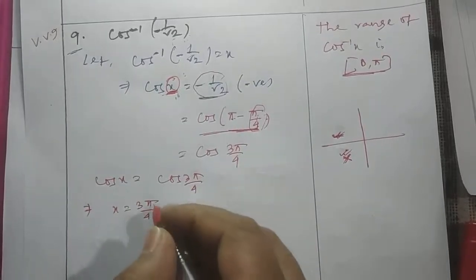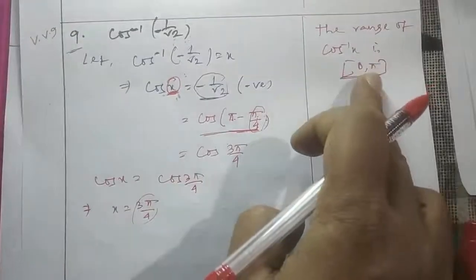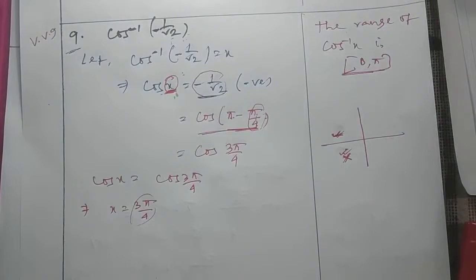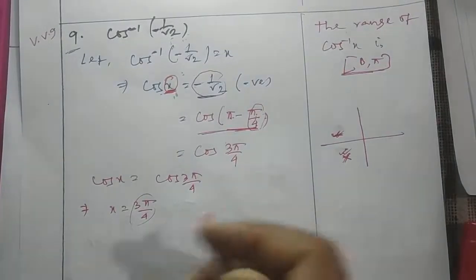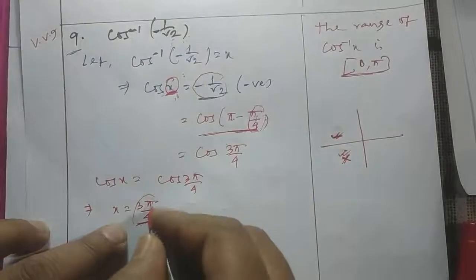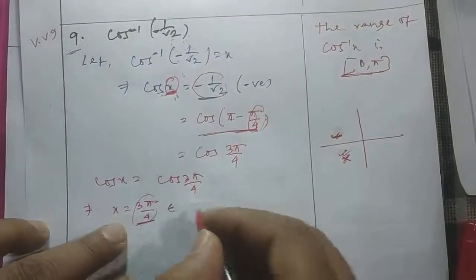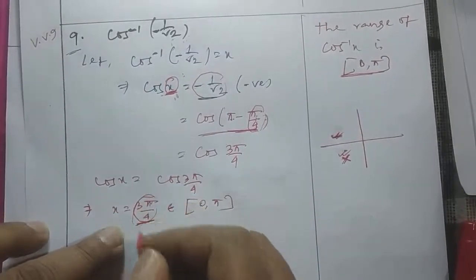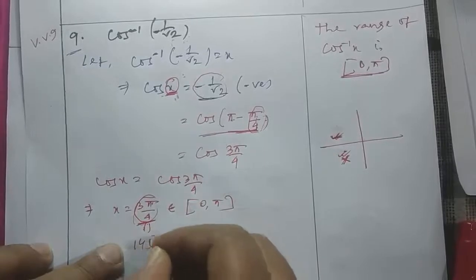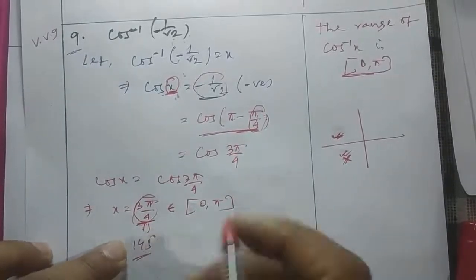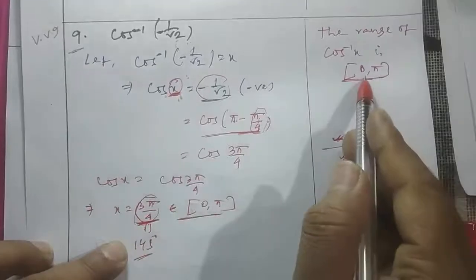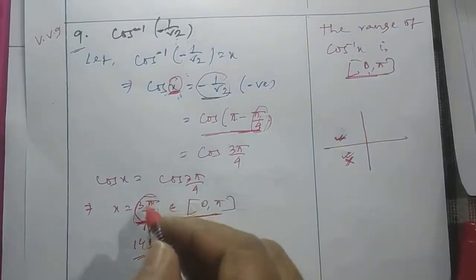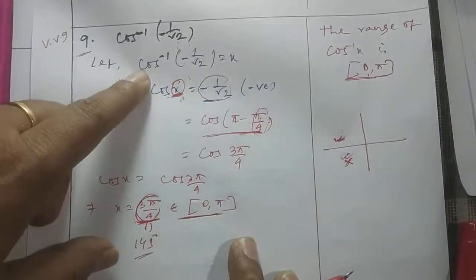Now we have to check whether this angle belongs to the range of cos inverse x or not. If it belongs, it will be the required PV, otherwise not. Now look at the angle 3 pi by 4. It is clearly seen this angle belongs to the range 0 to pi, because the value of 3 pi by 4 is 135 degrees. So it is the required PV of the given ITF.